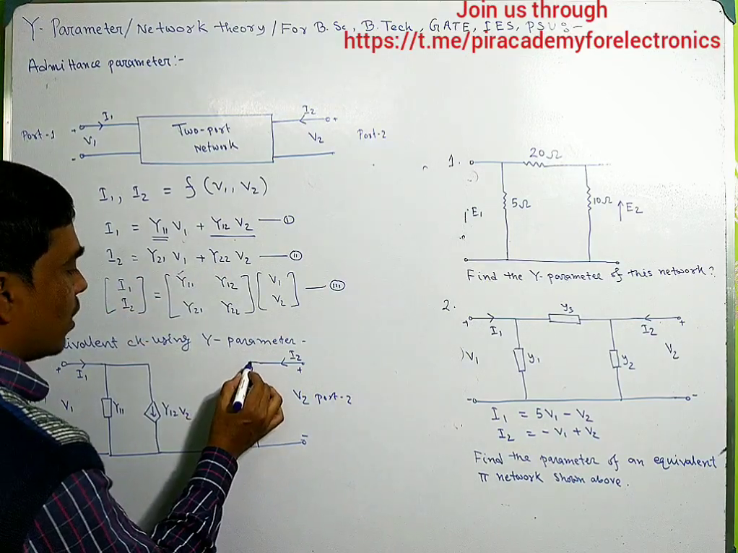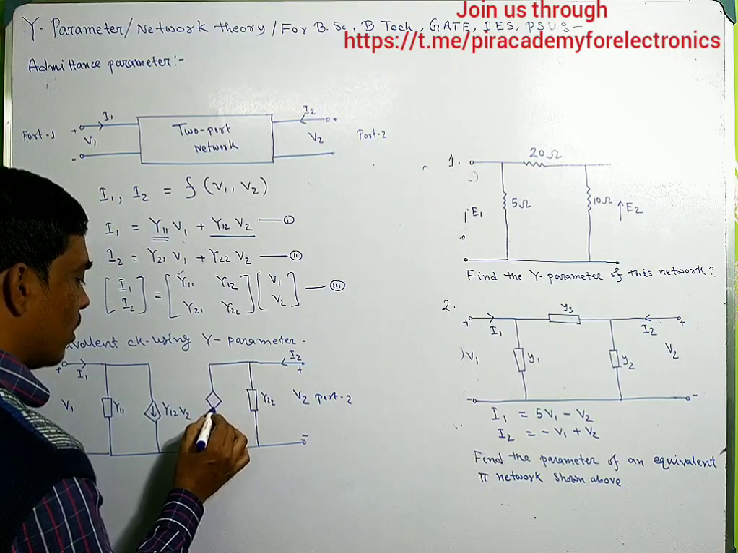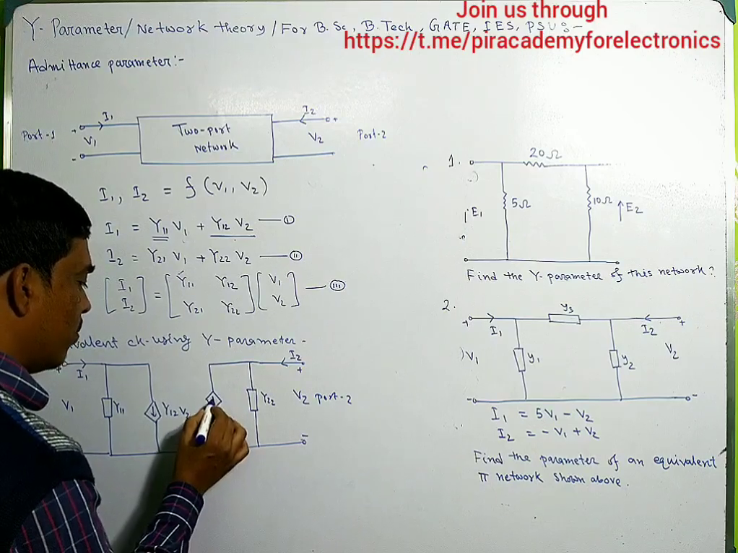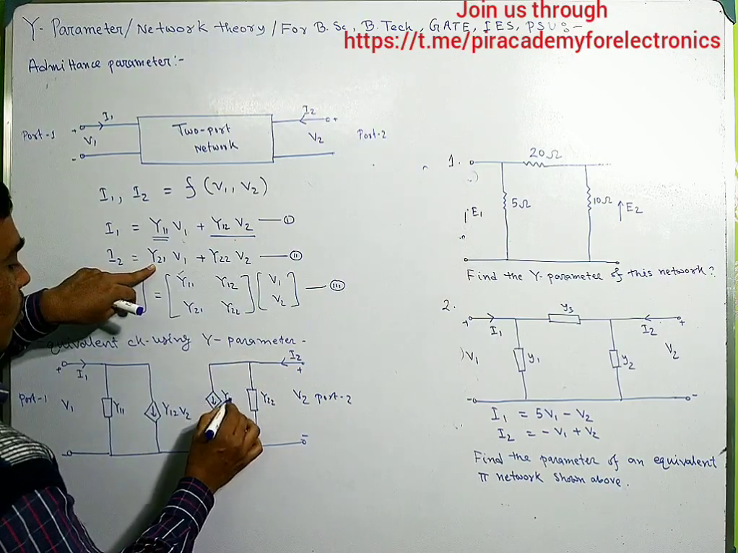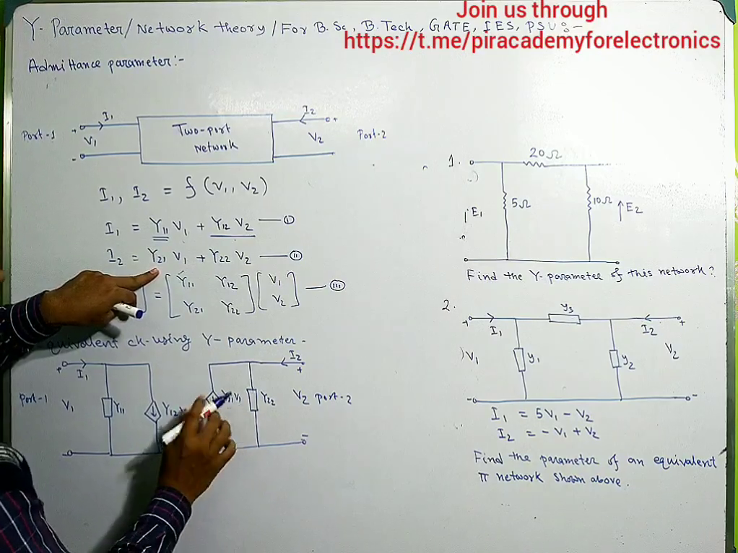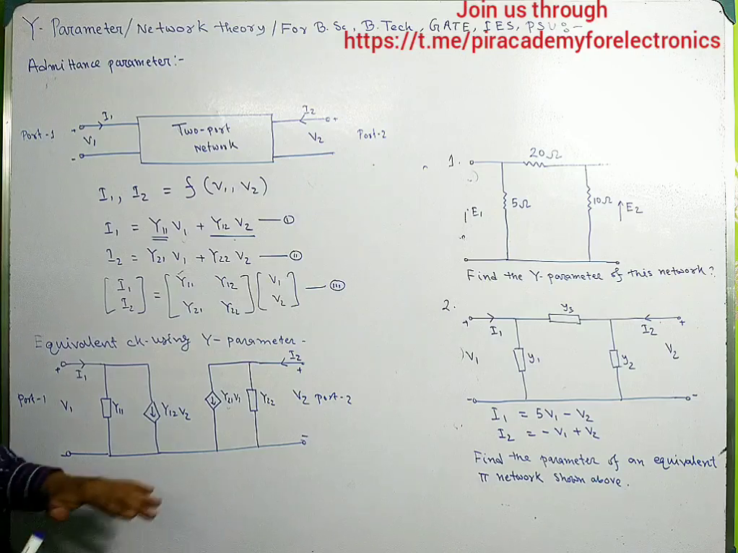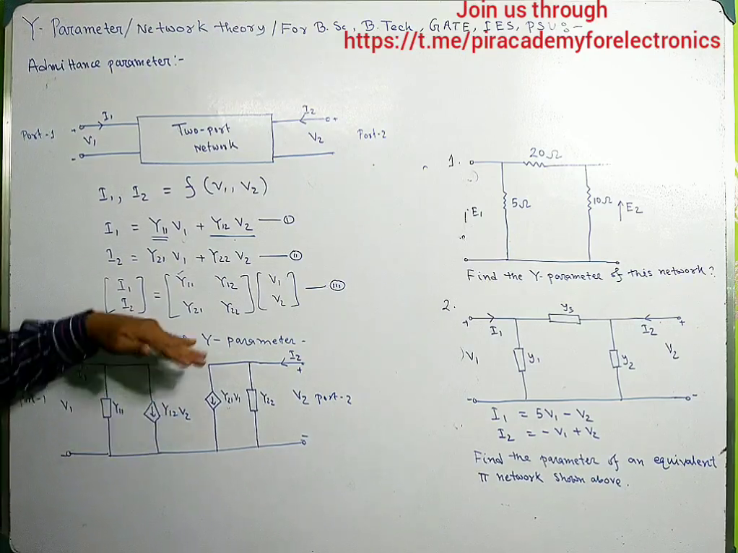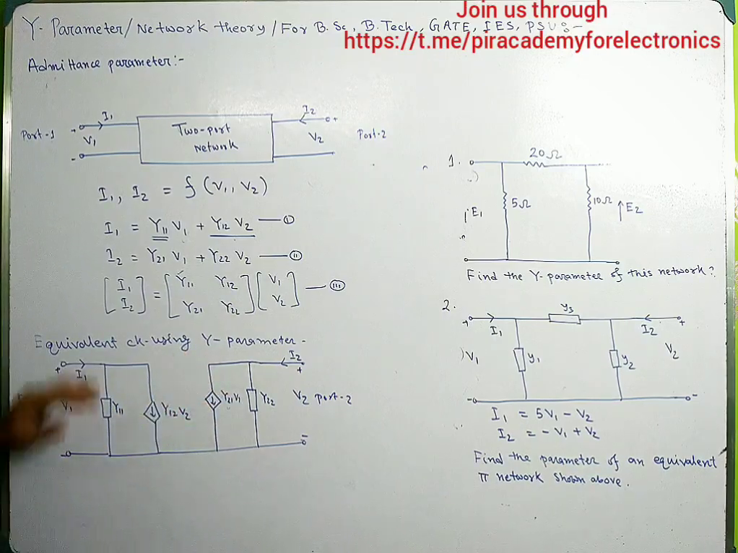Now there must be a voltage dependent current source, and this is Y21 V1. So this is the equivalent circuit using Y parameter. In this way you can draw it using these two equations.